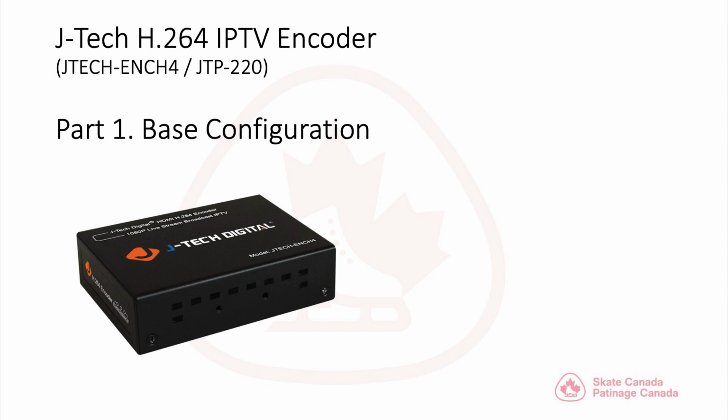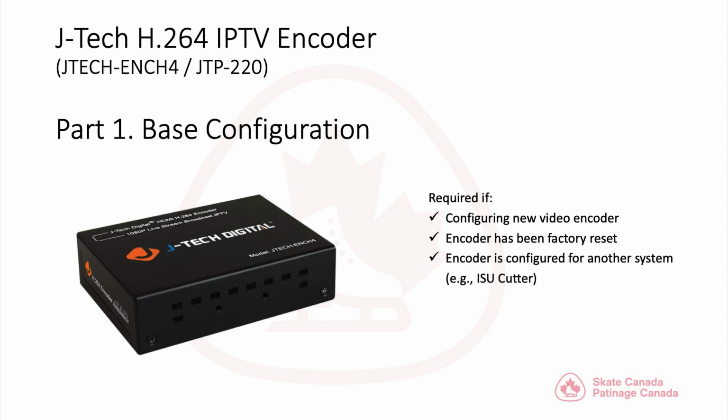The base configuration is only needed if your video encoder has not yet been configured for use with Online CSS. This would likely be the case if you're configuring a new video encoder, an encoder that has been factory reset, or an encoder that is configured for use with another system, such as ISU Cutter. If your encoder device already has the base configuration, and you're just looking for instructions on how to configure it for a rink at a competition, you can skip ahead to the Part 2 video.